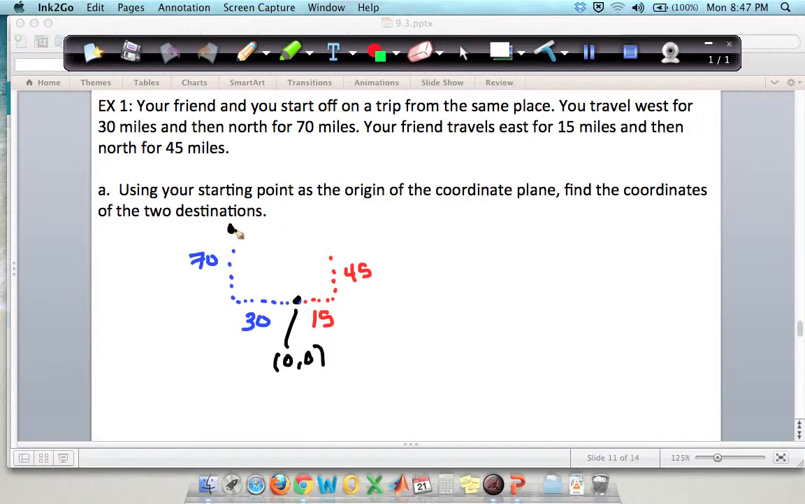So for you over here, since you went to the left of 0, your x value is negative, so this is negative 30. And then you went up, so your y value is a positive 70. And then over here, your friend went to the right, so it's a positive 15, and then up for a positive 45. So those are your 2 points, negative 30, 70, and 15, 45. So we're going to need those on the next page in a minute.